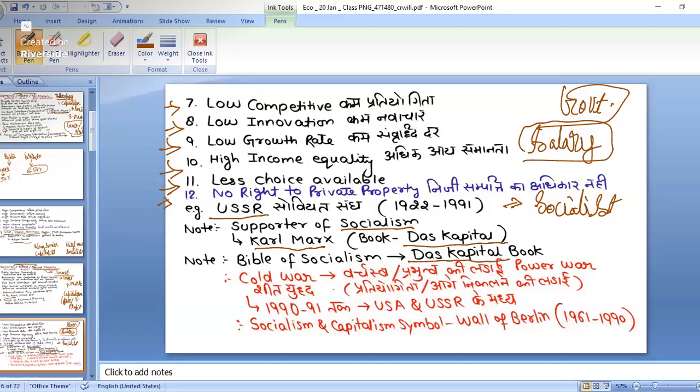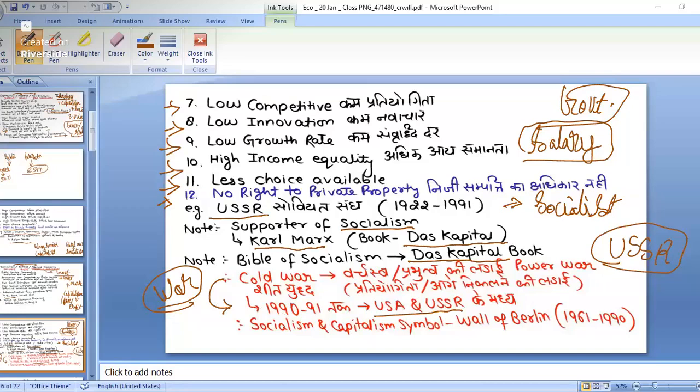If you remember the Cold War, after that Cold War only, the Russia part, the USSR, got divided into various smaller parts. In this Cold War, there was a war for superiority between the USA and the USSR. It meant whoever is more developed will rule the world. So for that, this particular Cold War was going on.